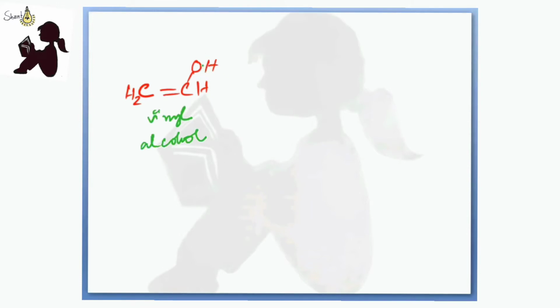That is, in between this OH, what happens? This H goes out and the bond comes here. Okay. So what happens after the opening of the bond? Now it will look like this. So what is this? This is called acetaldehyde.